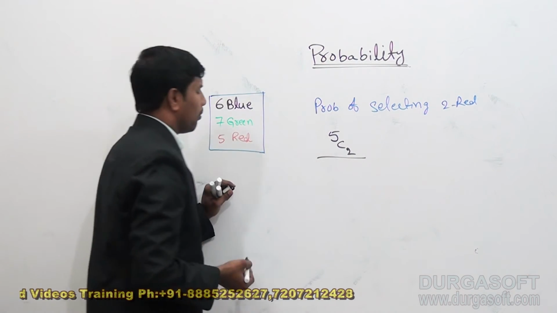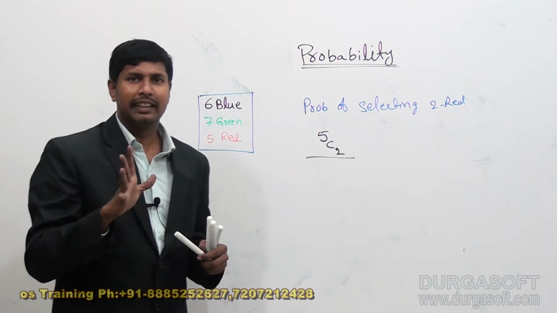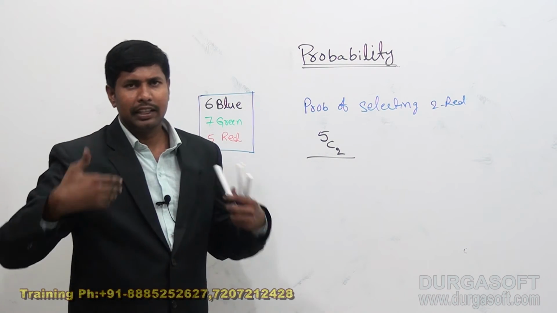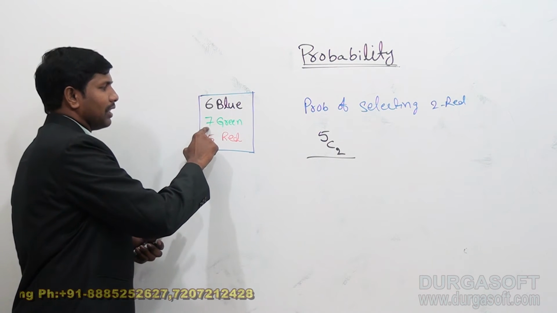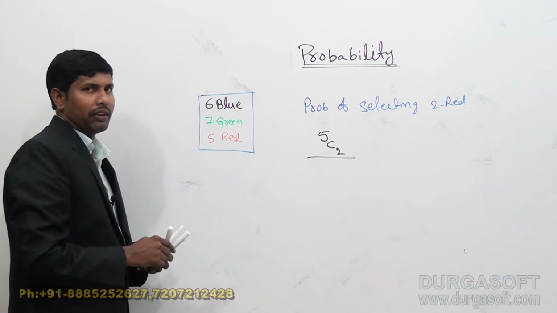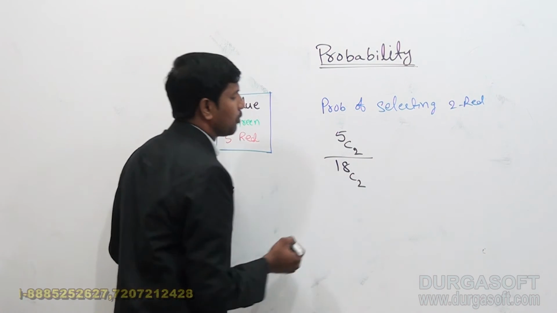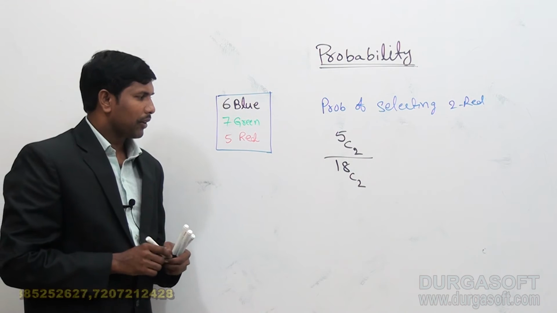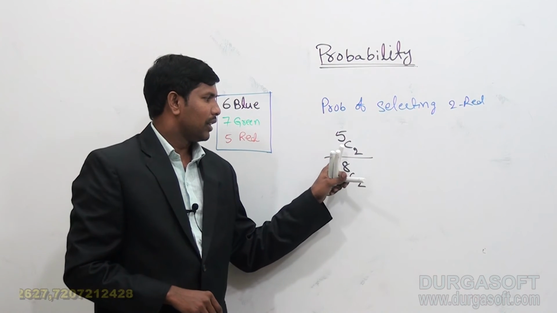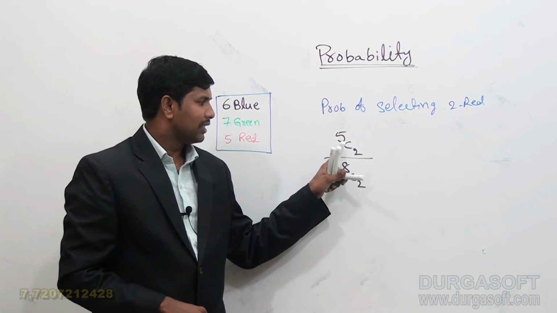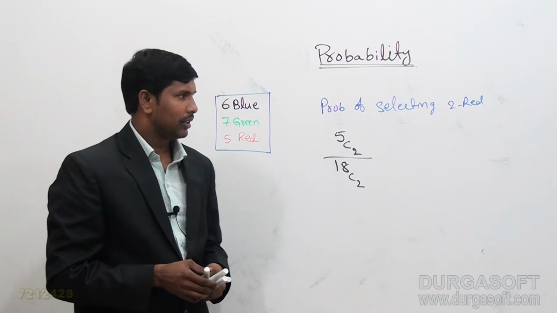So what is the total number of chances? We are selecting from this box, which means you may get any 2 balls. Here, totally 6 plus 7 is 13, plus 5 is 18. Out of 18 you may get any 2 balls. So the total number of chances is 18C2. In this way, the probability answer will become 5C2 by 18C2 to select 2 red balls.